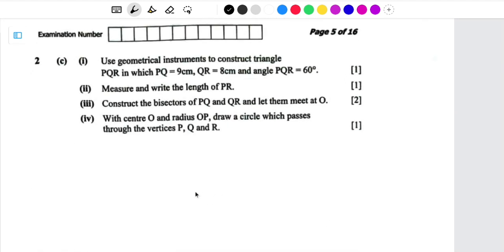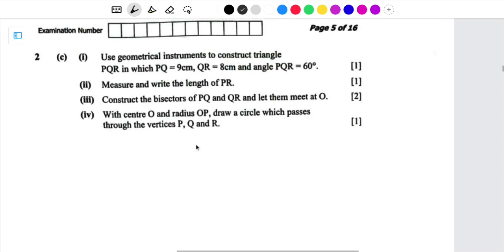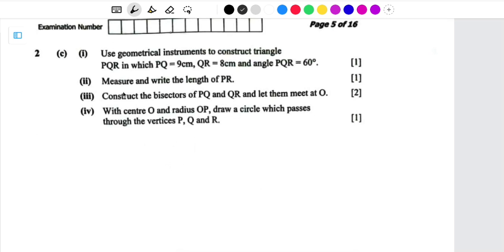Alright, so let's come to this question here. Of course, I'm not going to be accurate, but you have to use a ruler. This is construction, and I'm going to try my best to make sure that you understand this part. So use geometrical instruments to construct triangle PQR, in which PQ is 10 centimeters and QR is 8 centimeters, and angle PQR is 60 degrees. That is 1 mark.